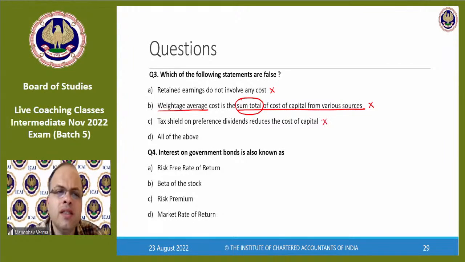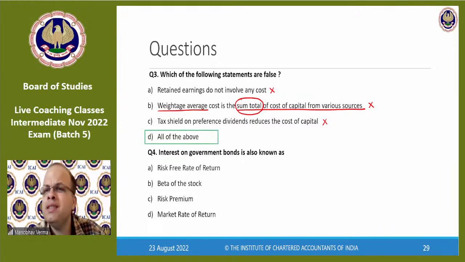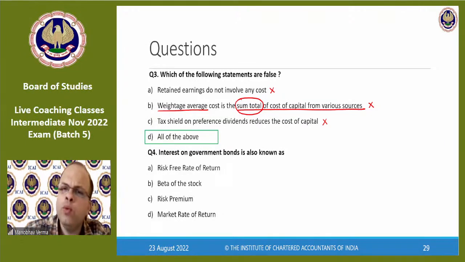So guys, the correct answer is D, all of the above, because all the statements are false. The preference dividends do not have any tax shield. It was only debenture interest. So D is the correct answer. I hope everyone got it now. I think most of you had confusion with option number B only, right?